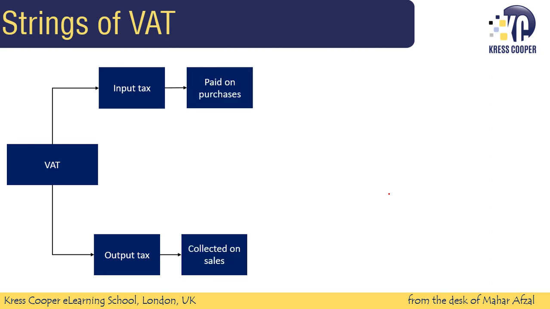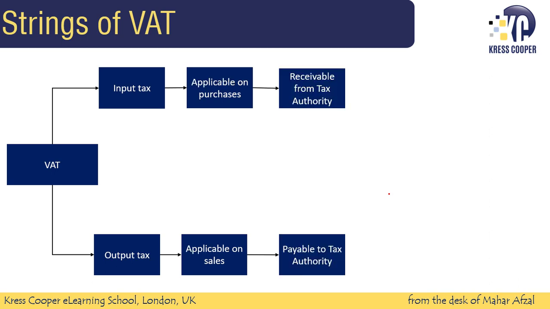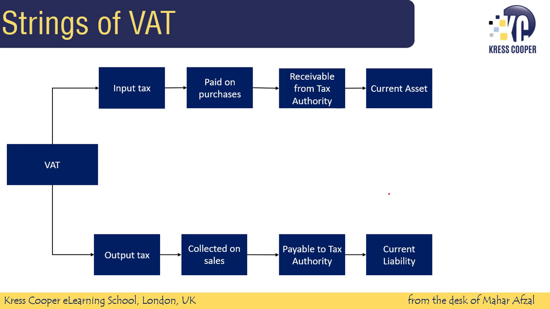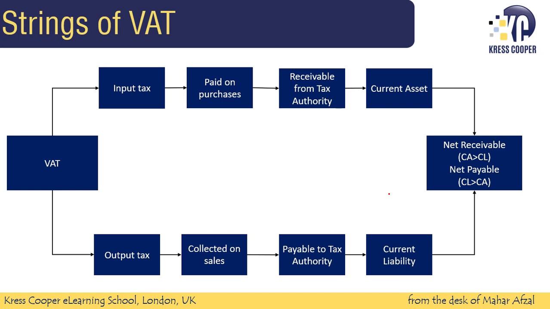Input tax is applicable on purchases. Output tax is applicable on sales. Input tax is receivable from the tax authority. Output tax is payable to the tax authority. Input tax is a current asset. Output tax is a current liability. If current assets are greater than current liabilities, then the net amount is receivable from the tax authority. And if current liabilities are greater than current assets, then the net amount is payable to the tax authority. How we will pay this amount and how we will receive this amount, we will learn later on.